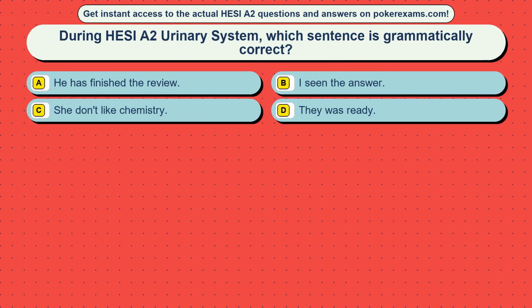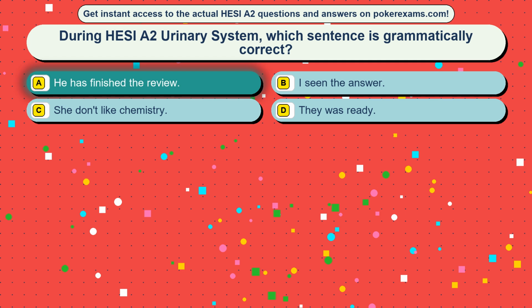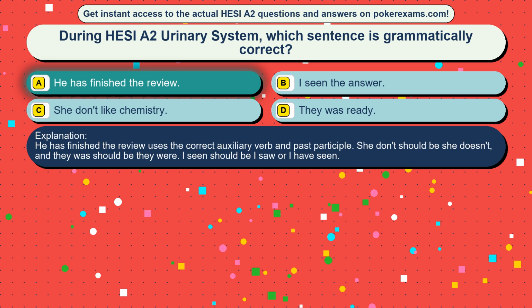Question 11. During HESI A2 urinary system, which sentence is grammatically correct? Option A, he has finished the review. Option B, I seen the answer. Option C, she don't like chemistry. Option D, they was ready. The correct answer is option A, he has finished the review. He has finished the review uses the correct auxiliary verb and past participle. She don't should be she doesn't, and they was should be they were. I seen should be I saw or I have seen.